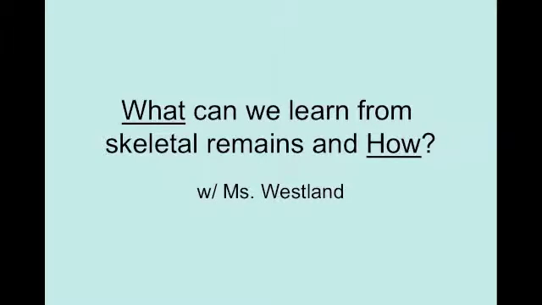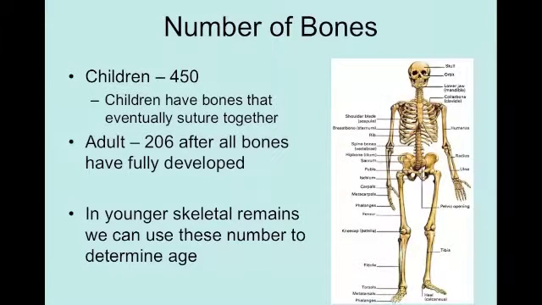Aside and see what we can learn from skeletal remains and how. First, when we are young children, we have about 450 bones, but those bones start to fuse and join together. So as an adult, after we're fully developed, we have about 206. In younger skeletal remains, we can use these numbers to help us determine the age. I'll talk more about age a little later.